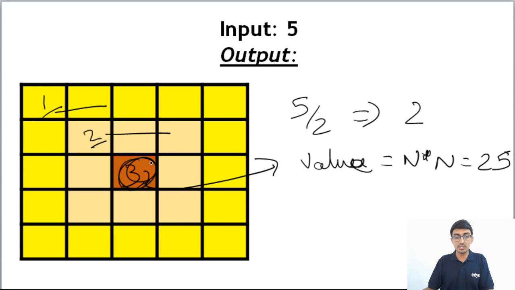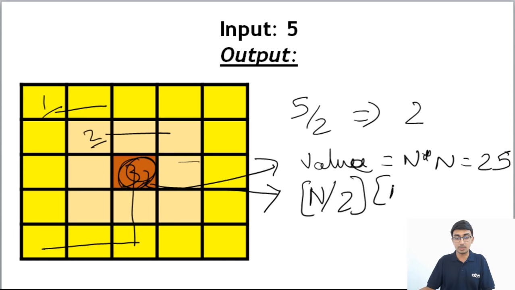So all we have to do is, for this last element, we just have to update it with the value of n square. And what is the index of this element? The index, if you notice, is always right in the center of the matrix. That is, it's in the exact center row and center column. So the center row and center column are nothing but n by 2 comma n by 2.